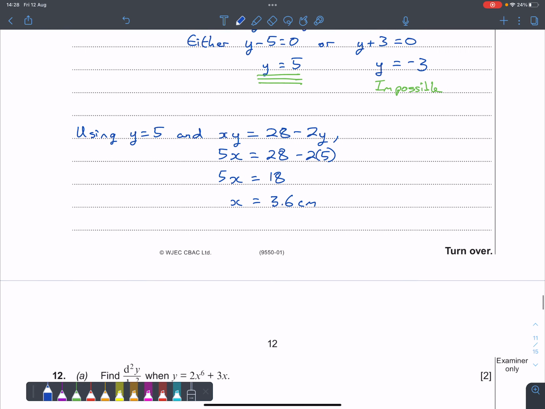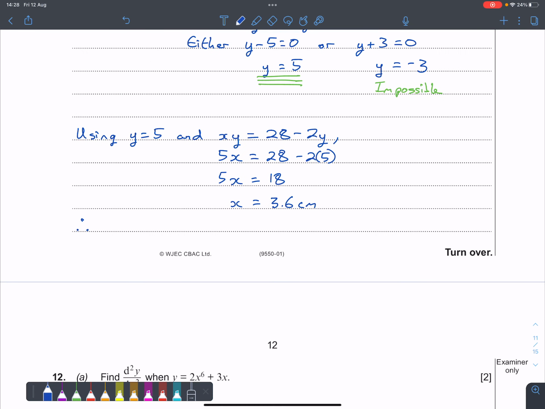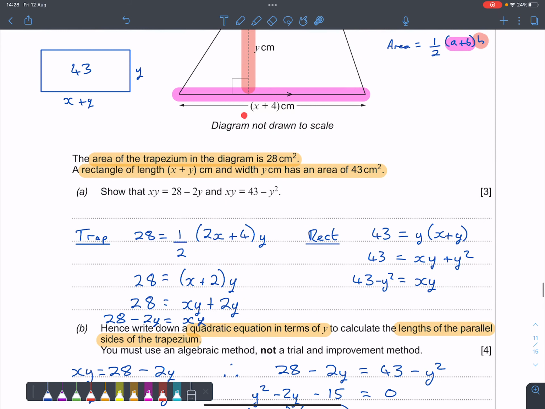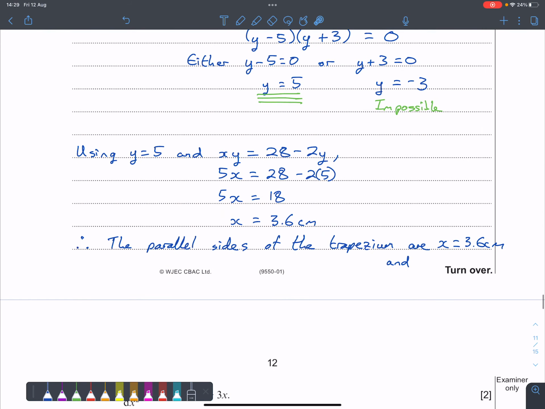So therefore, the parallel sides of the trapezium are x, which is 3.6 centimetres, and the other one was x plus 4. Well, if you know x is 3.6, then x plus 4 is going to be 7.6 centimetres. And that's our solution.